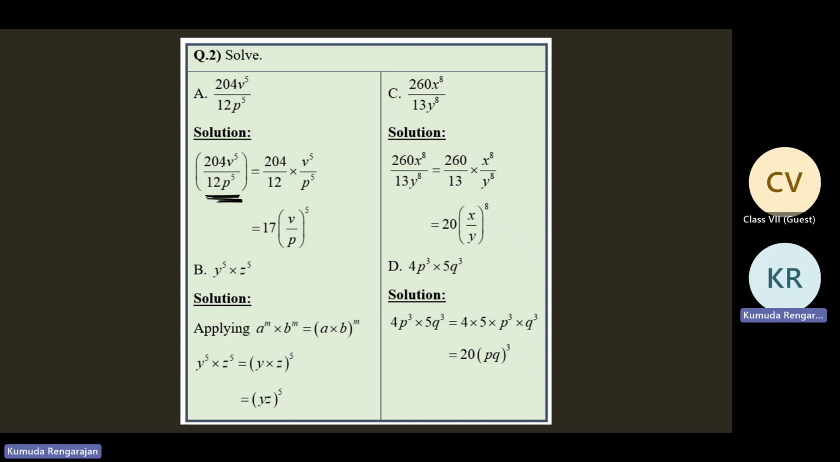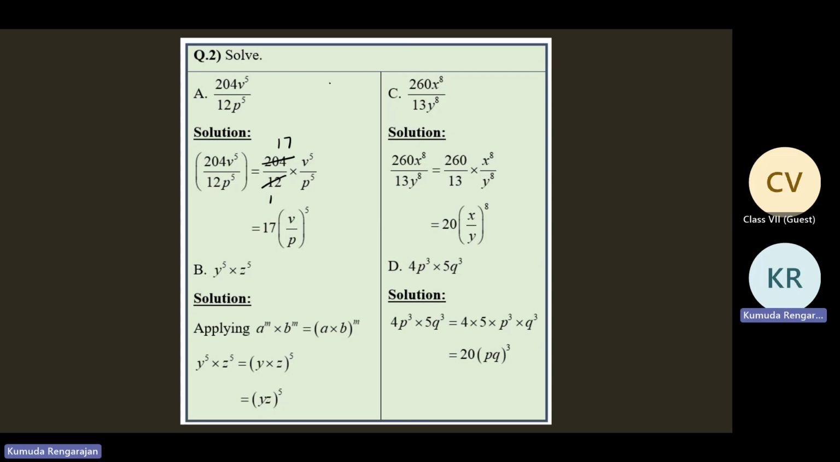Okay, now this one means 200. It's all multiplication. If there is no sign, it's multiplication. Everywhere it is multiplication. So 204 divided by 12 into v to the power 5 by p to the power 5. All right. So now you can cancel. 12 ones are 12, 17 times. You should know to simplify that. You can do it in 2, then in 3.